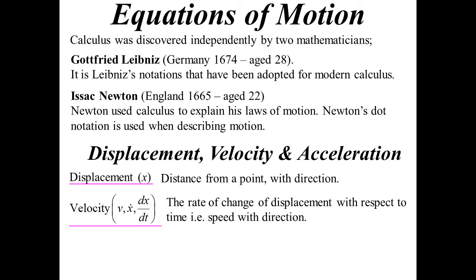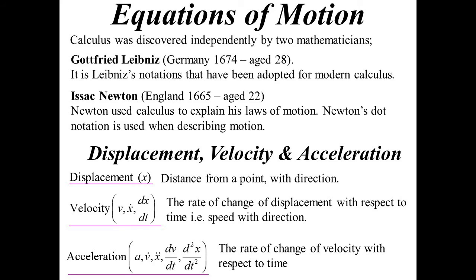Velocity, so V obviously for velocity, there's the x dot notation I was talking about. So the first derivative, because velocity is the rate of change of displacement with respect to time. So it's speed, but with direction. So it tells you in which direction you're travelling as well.